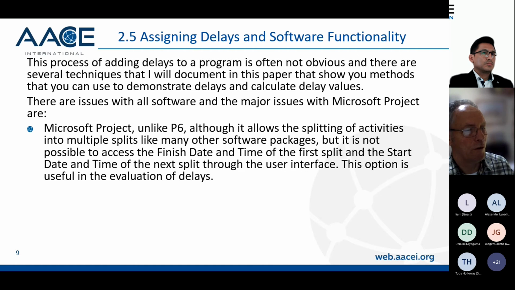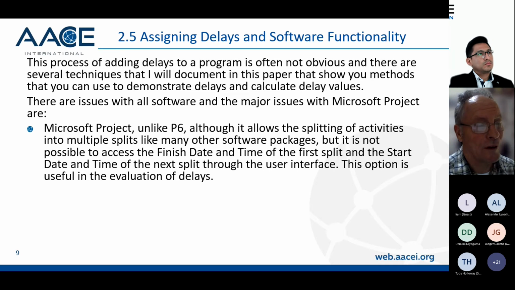And the issues with Microsoft Project, first of all, unlike Primavera P6, although it allows the splitting of activities into multiple splits that P6 doesn't allow, but products like Powerproject do, it is not possible in Microsoft Project to see the start date and time at the end of the first split and the start of the next split. So you can see the date and time of the start of the activity, the date and time of the finish of the activity. But if you put half a dozen splits in the task and you've divided the task up into chunks, through the interface, you cannot see the date and time of each split. You can only see it graphically in the Gantt chart.